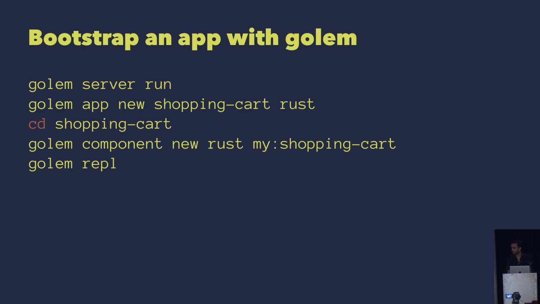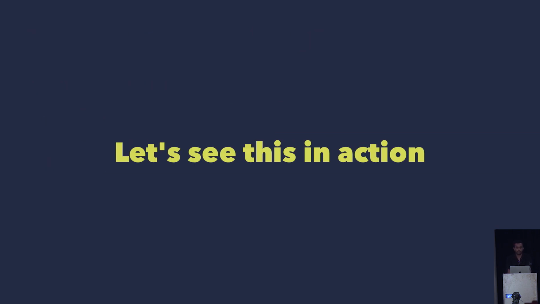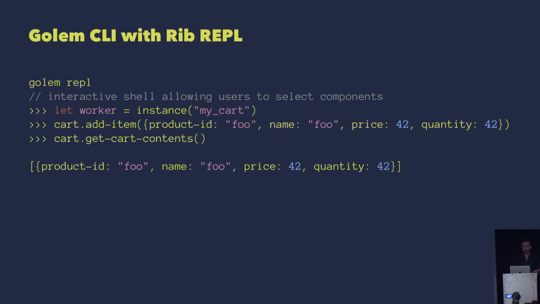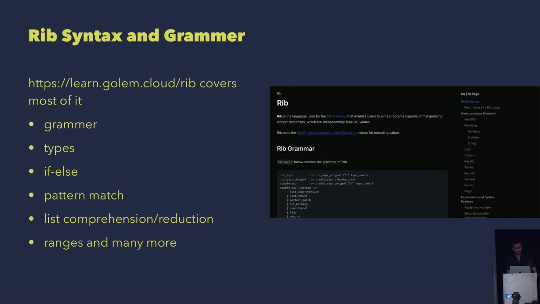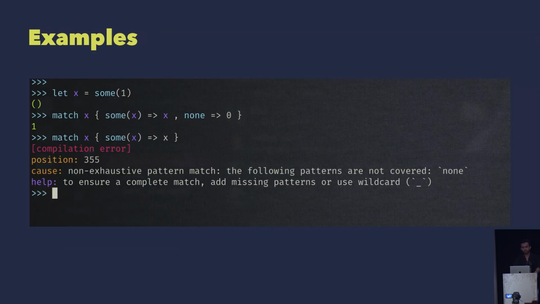With the latest Golem app, it's just golem app new, and it's an interactive shell, and you can follow the instructions and then directly start Golem REPL. If the component is not deployed, it will deploy on the fly. So we have seen that. So, more on Rib syntax. This document covers most of it. It has the grammar, types, and other features such as if-else, pattern match, list comprehension, reduction, ranges, and many more.